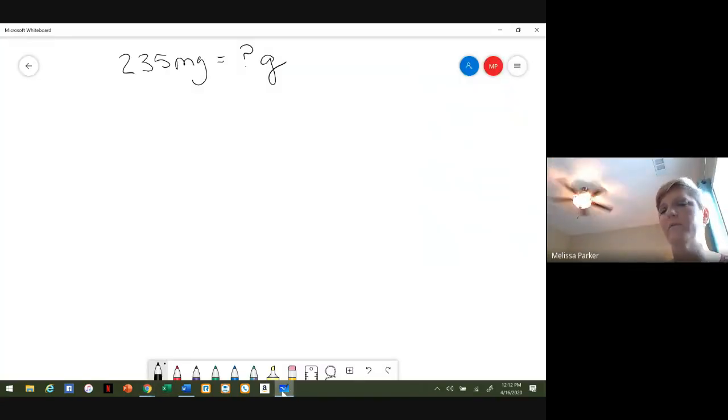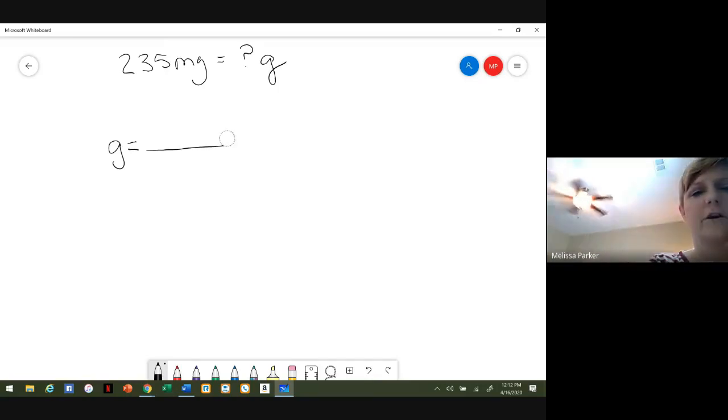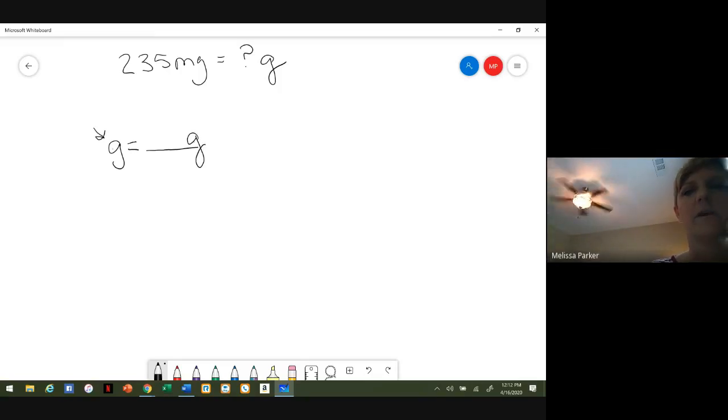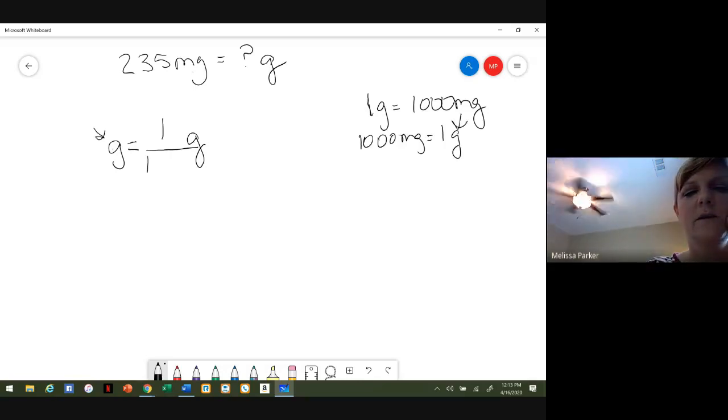Okay, so now remember the first thing that we do with dimensional analysis is we look at what we're solving for. So we're solving for grams. Because I know that I'm solving for grams right here, remember that I have to put grams here, because whatever unit is here has to be in the numerator here. So knowing that, I have to look at how I can get from grams to milligrams. So I know that 1 gram is equal to 1,000 milligrams. Even if I had 1,000 milligrams is equal to 1 gram, I just know I have to put the gram in first. So 1 gram is 1,000 milligrams, okay?